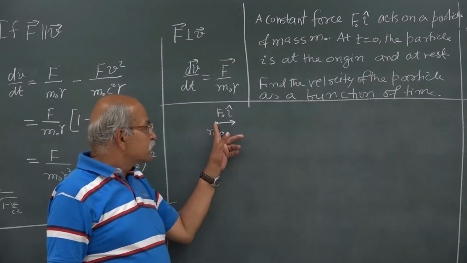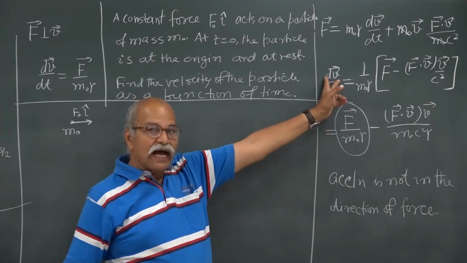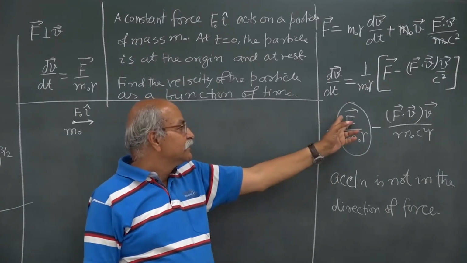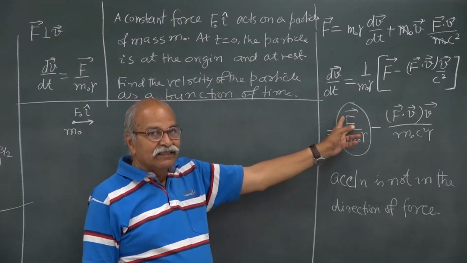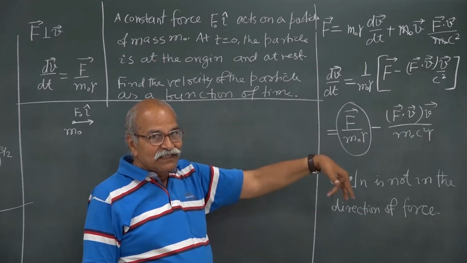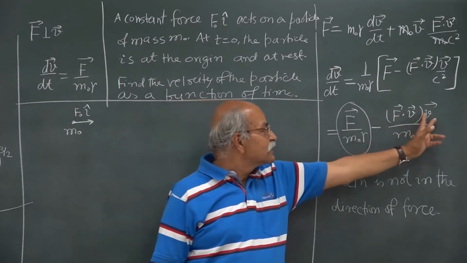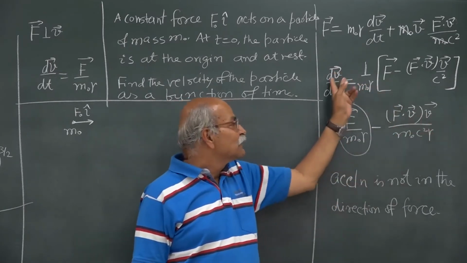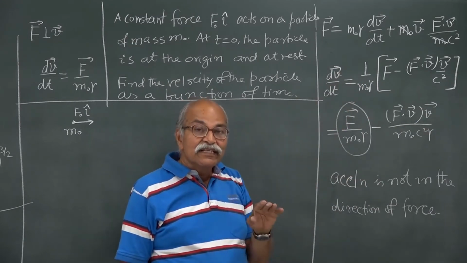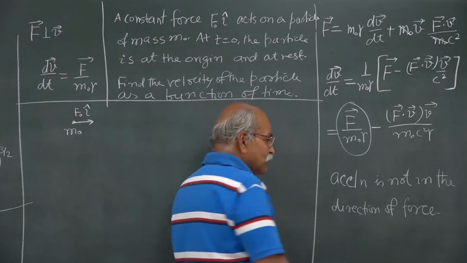Now, since it is at rest to begin with, your dv/dt is given by this. So, dv is in the i cap direction because F is in the i cap direction. So, the velocity which is produced is in the x direction, and after that there is no chance of getting any y component or z component, because the velocity is in the direction of force, and once again the same thing will happen, and therefore motion is only in the x direction. So, acceleration is in the direction of force.